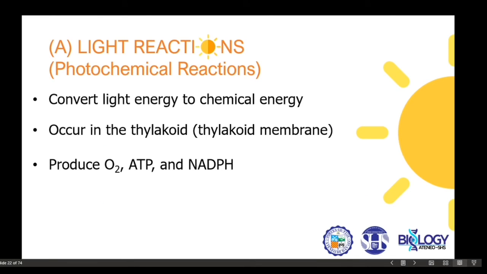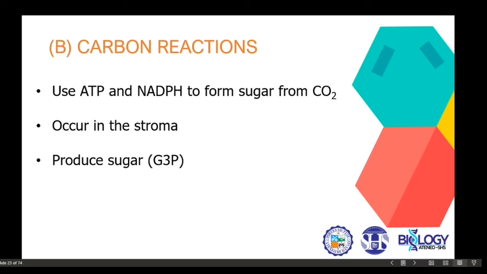Light reactions can also be called the photochemical reactions. This phase aims to convert the light energy coming from the sunlight to a chemical form of energy. These processes happen in the thylakoid, specifically in the thylakoid membranes. At the end of the light reactions, oxygen is produced and released as a byproduct. Also, ATP and NADPH molecules are produced, which are used in the next phase of photosynthesis, which is the carbon reactions.